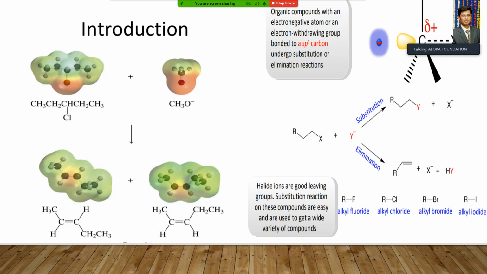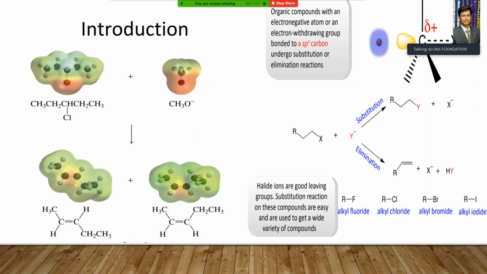So to give an unsaturated product, you take a substrate and treat it with a strong base, and you get an unsaturated substance. That's usually an alkene. Where does this reaction take place? This reaction takes place in organic compounds with an electronegative atom or an electron withdrawing group bonded to an sp3 hybridized carbon. Then it undergoes either a substitution or an elimination reaction.